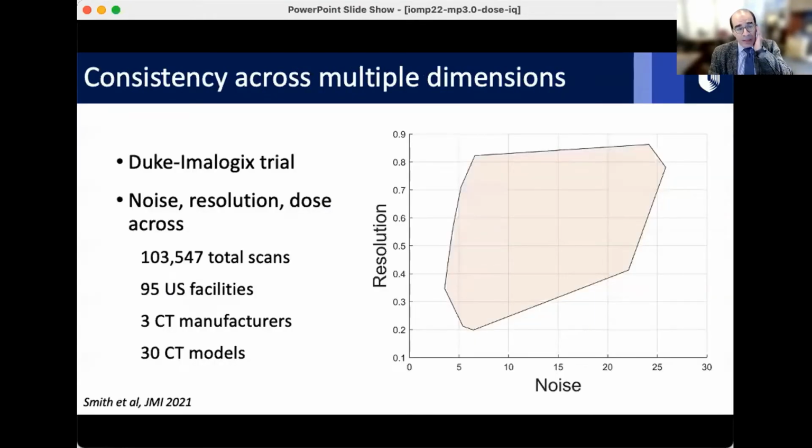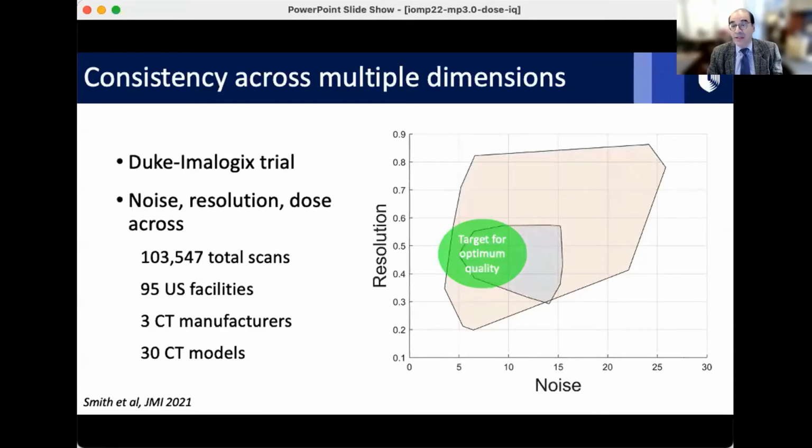Here is an example that we published also last year in the Journal of Medical Imaging. There was a trial between Duke and Imagologics. We looked at the noise, resolution, and dose across over 100,000 exams. This happens to be a two-dimensional plot. I'm not showing you dose. I'm showing you resolution on one axis and noise on the other axis. This is a 95% representation of the data for one facility, all over the place, while the target maybe needs to be a particular area that we would like to have. So that facility fails to meet that target.